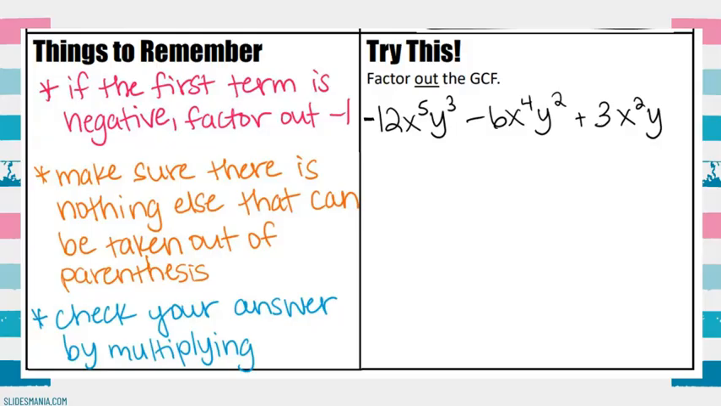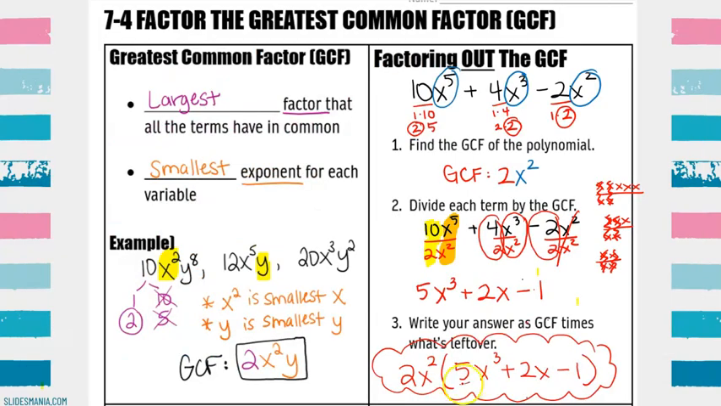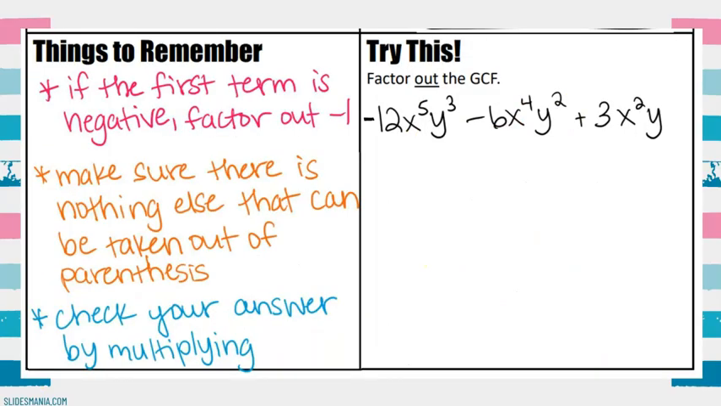The second note here is make sure that there's nothing else that can be taken out of the parentheses. If I go back to this last problem that we did, 5, 2, and 1, there is nothing that they have in common, so I know that I'm going to be done there. And then the last one, you can always check your answer by doing multiplication or distribution to see if you can get back to the original problem.